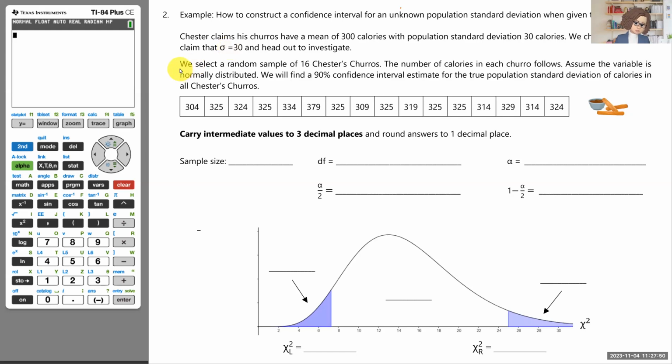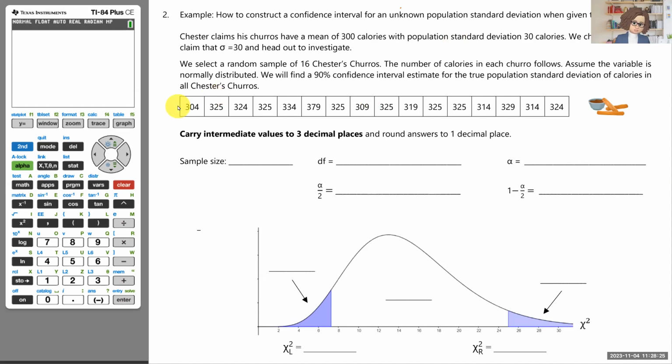All right, so what we'll do is select a random sample of 16 of Chester's churros, and I've given the number of calories in each of our churros. We will assume the variable is normally distributed, so that is a requirement in order to continue with this process. And we'll find a 90% confidence interval estimate for the true population standard deviation of calories in all of his churros. All right, so he's claiming sigma is 30, but we would like to estimate that population standard deviation ourselves.